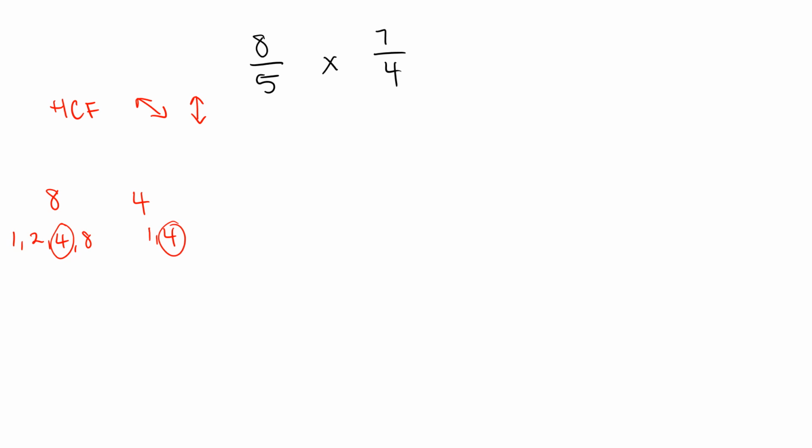What that means is I can divide both of those by 4 to then end up with 2 over 5 times 7 over 1. All cross-cancelling really does is just give you smaller numbers to work with. That means I'm going to have 2 times 7 over 5 times 1, which would give me 14 over 5. Now, if you went through and did 8 times 7, 5 times 4, if you kept simplifying, you would have eventually reached 14 over 5. Okay, so cross-cancelling just saves you some time there.